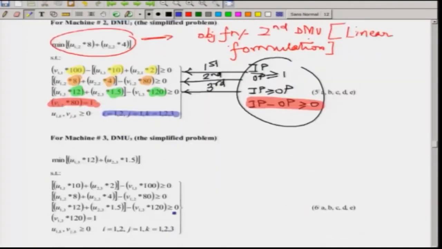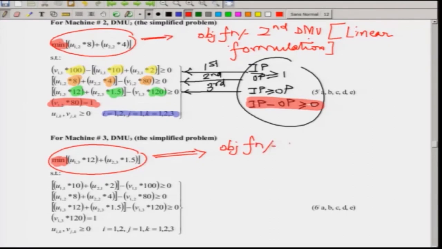Now, let me come to the third DMU. This is another thing which I should have done, it will make things clear for us. I should have highlighted the word minimization here. So, I should highlight the word minimization here also. So, this becomes the objective function for the third DMU, which is the linear formulation. So, this is the linear formulation which is being done.